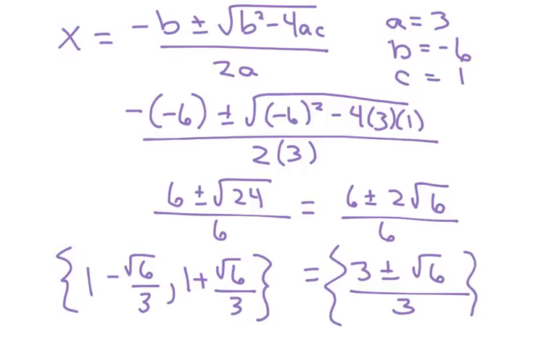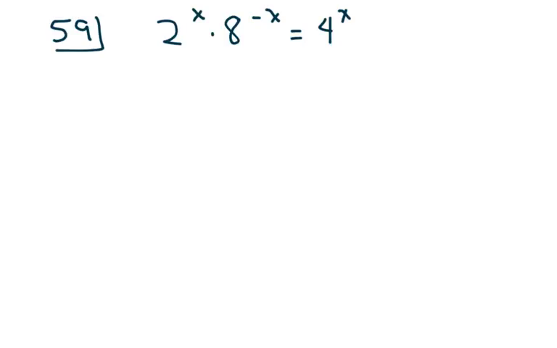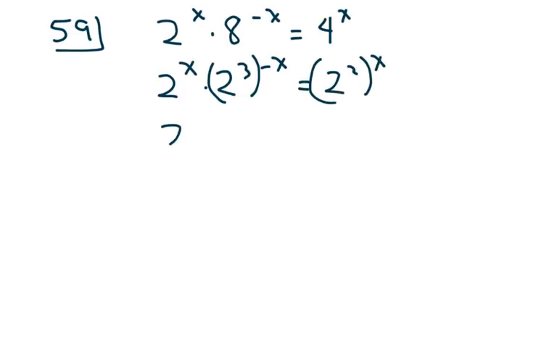Okay? 59. We have 2 to the x times 8 to the negative x equals 4 to the x. So basically I want to change these bases all to 2. So we have 2 to the x times 2 cubed to the negative x equals 2 squared to the x. Simplify this a bit. 2 to the x times 2 to the negative 3x equals 2 to the 2x.